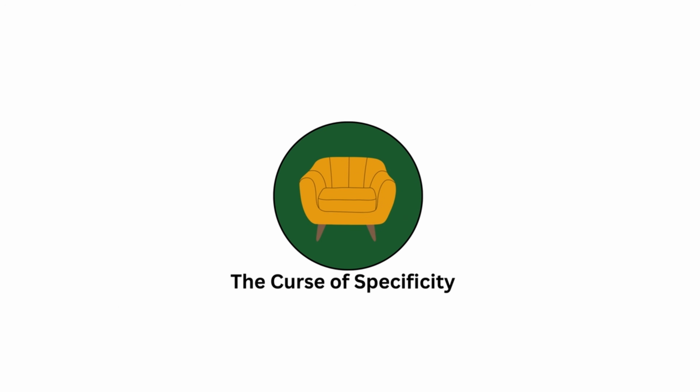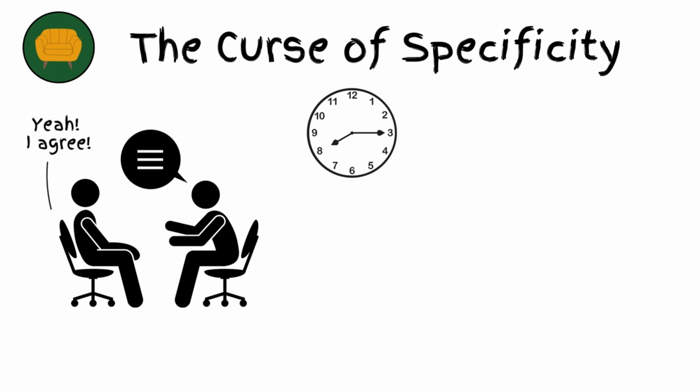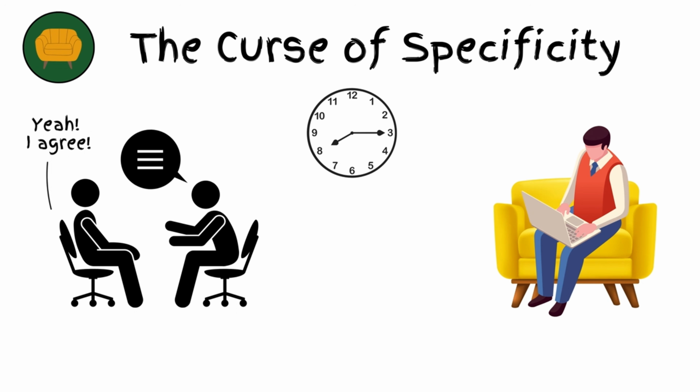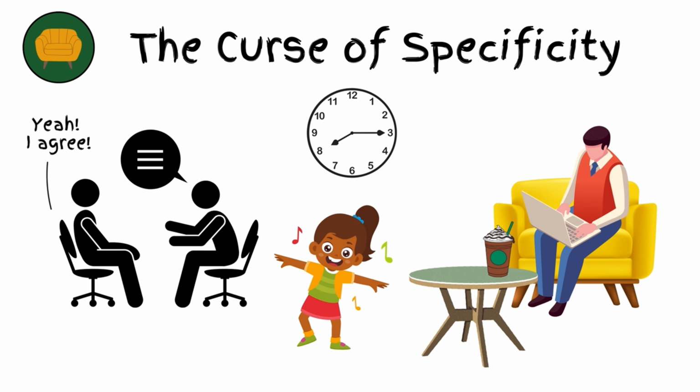The curse of specificity. The curse of specificity occurs when excessive detail makes something seem more convincing, even if the details aren't relevant. For instance, I could tell you it's 8:16 p.m. and I'm sitting in a cozy yellow chair at Starbucks, sipping a rich cappuccino while typing on my laptop. You might easily picture this scene, and it could sound convincing. But the truth is, I'm at home, distracted by the noise of my 5-year-old daughter playing nearby.